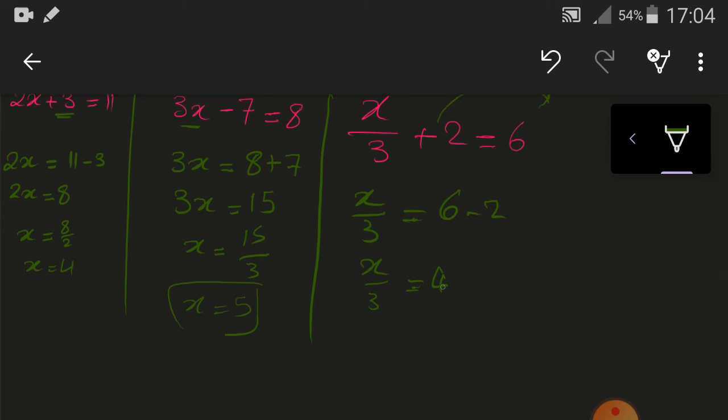So what's x over 3 equals 4? Now you will send the division. As you know, division to the other side will be multiplication. So x equals 4 multiplied by 3, now it's 12.